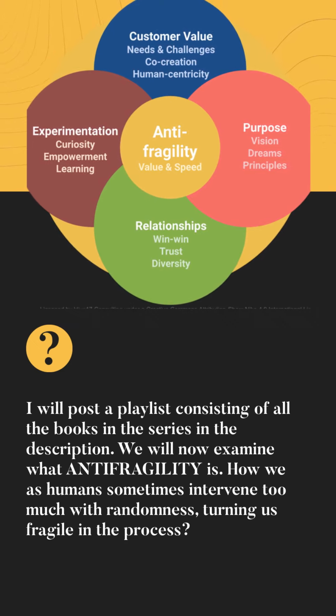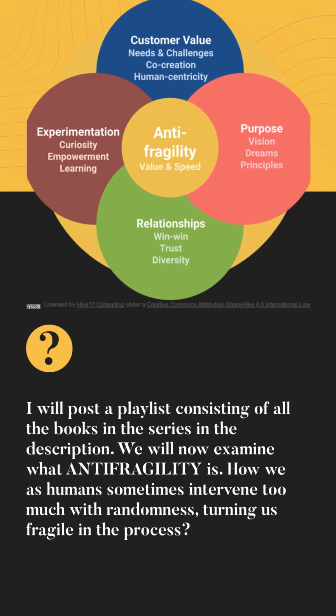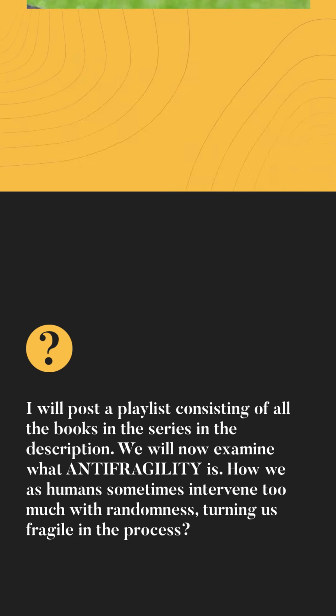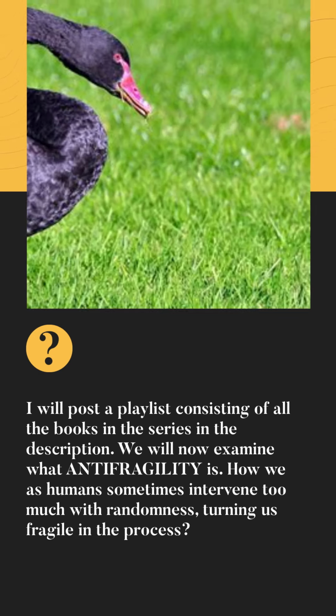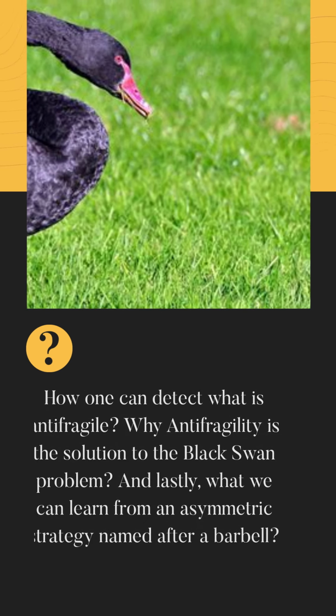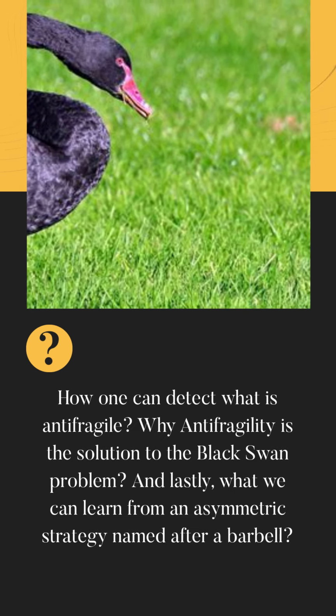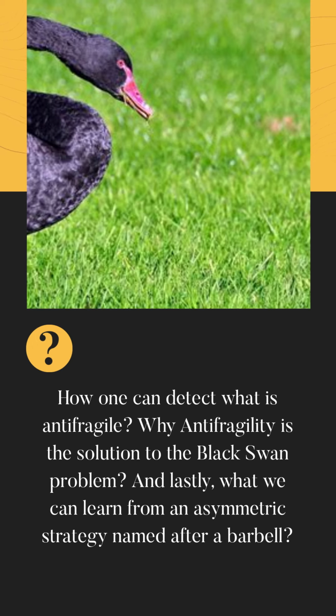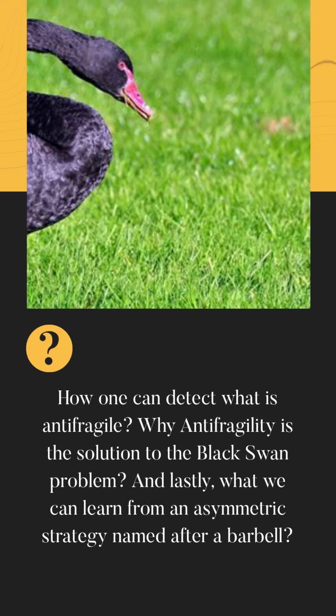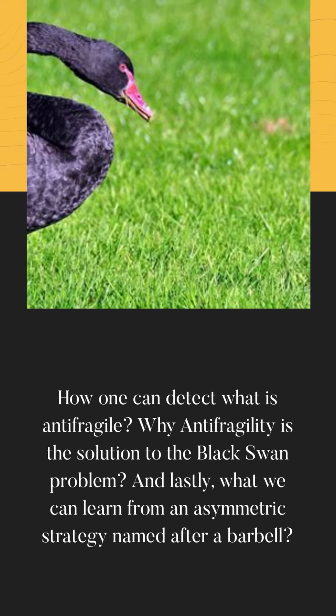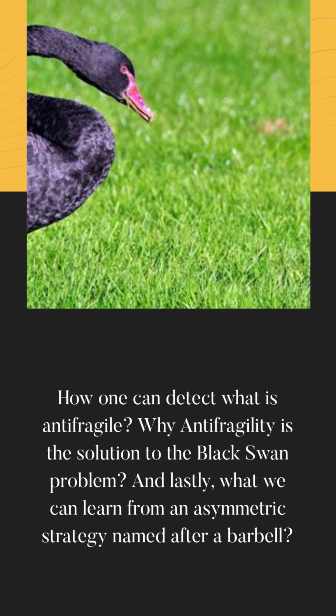We will now examine what antifragility is, how we as humans sometimes intervene too much with randomness, turning us fragile in the process, how one can detect what is antifragile, why antifragility is the solution to the black swan problem, and lastly, what we can learn from an asymmetric strategy named after a barbell.